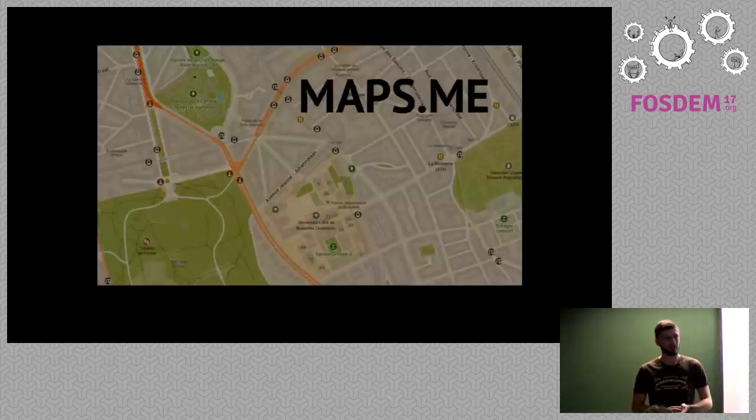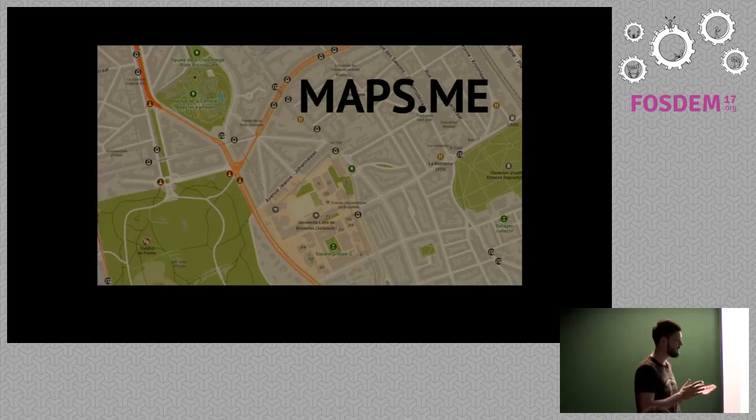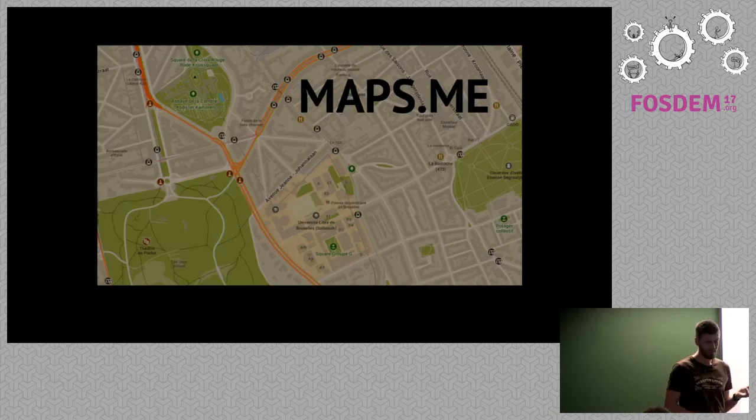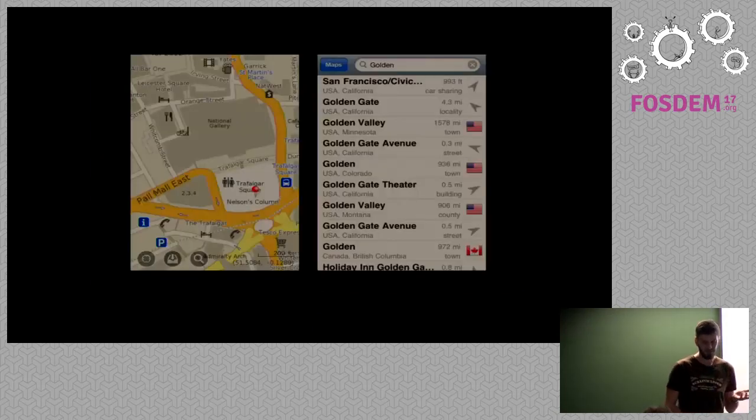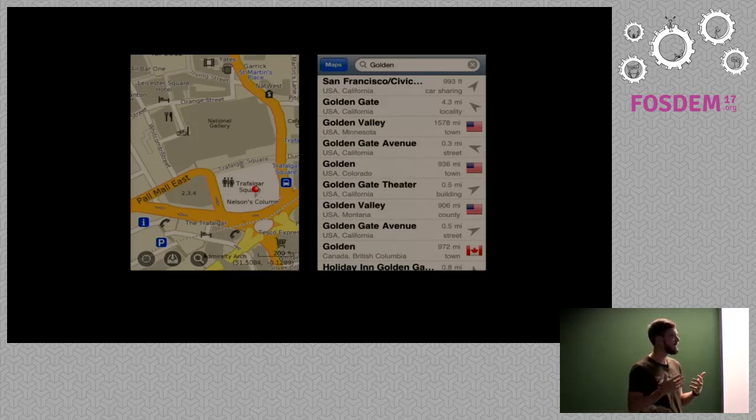A bit about me. I work at MapsMe. This is an app for Android and iOS. It's basically a viewer for OpenStreetMap. It started a long time ago, just out of a need to have some offline maps on travels without requirements for internet. It's completely offline. And from that, it started to grow.